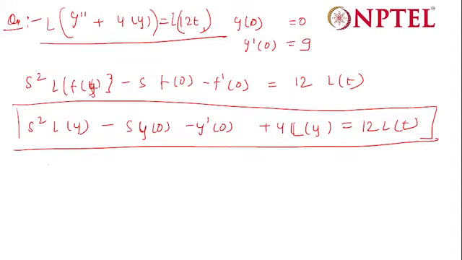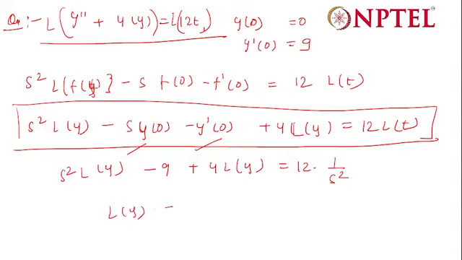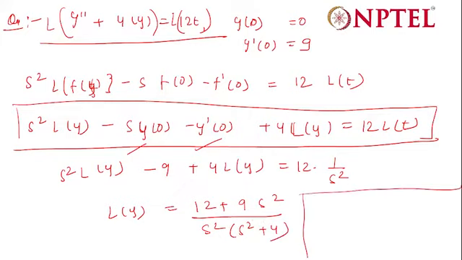If you solve this, you put the value of y dash at 0 which is 9, and y at 0 is 0. Write it as s square L of y minus 9 plus 4 L of y equals 12 times L of t. The Laplace transform of t will be 1 upon s square. When you solve this, your L of y will be 12 plus 9 s square divided by s square into s square plus 4.